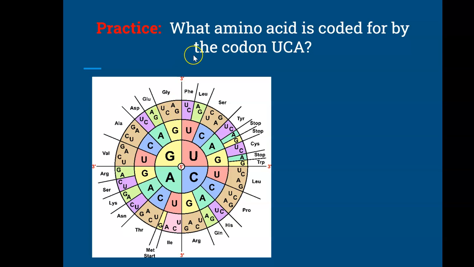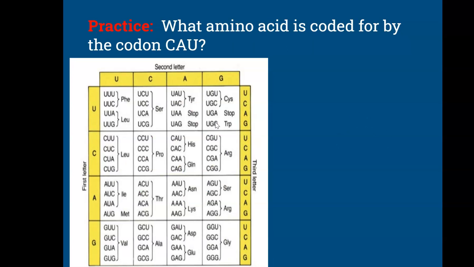All right, so now what amino acid is coded for by the codon UCA? U is my first letter. I start off on this first inner circle. My second letter is C. I go to my second circle. My third letter is an A. I go to my third circle and I get SER, or serine.